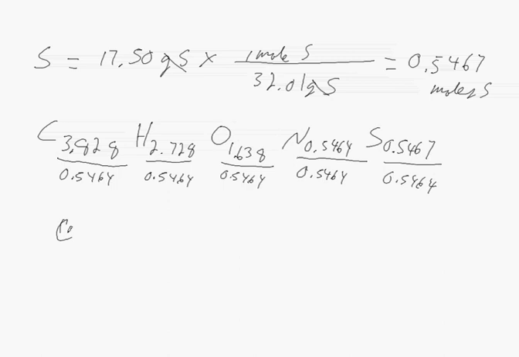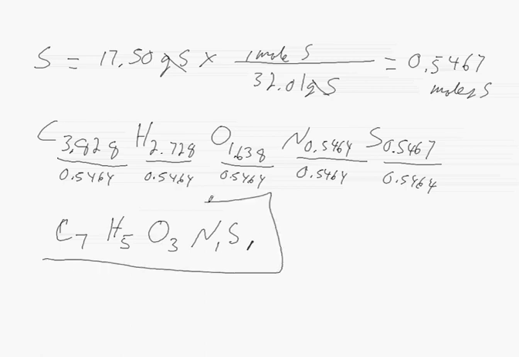We have carbon equal to 7, hydrogen equal to 5, oxygen equal to 3, nitrogen 1, and sulfur 1. So this would be the molecular formula for saccharin.